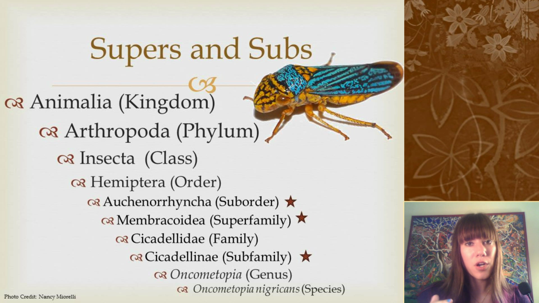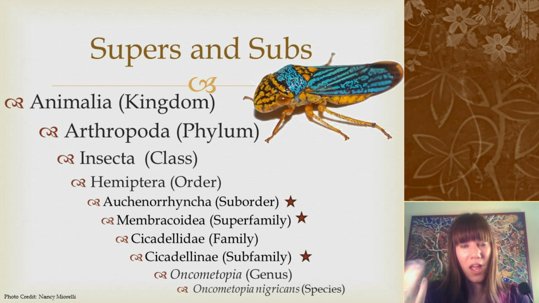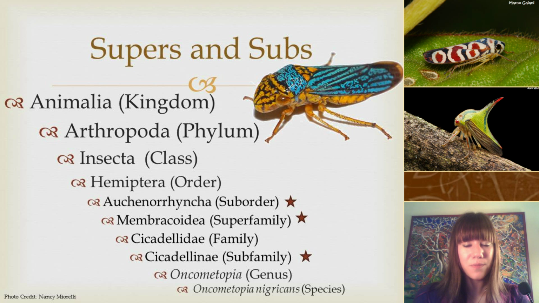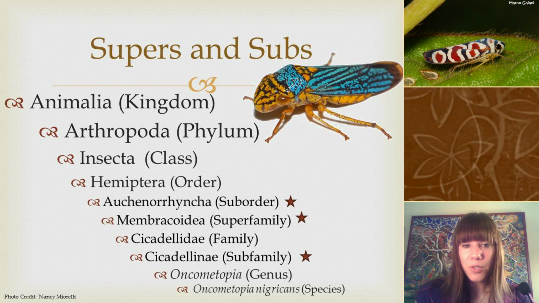It's in the suborder, and a suborder is a classification directly below order, and it's in the classification Auchenorrhyncha, which is just talking about where its mouth parts come from, but also in this group are cicadas and leafhoppers. It's in the superfamily, which is a classification directly above family and directly below suborder, and its superfamily is Membracoidea. And Membracoidea includes things like your tree hoppers and leaf hoppers.